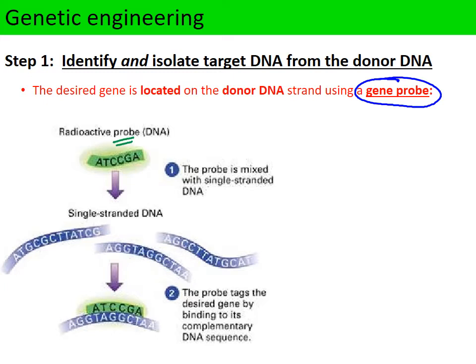So we can actually isolate the human gene and make a double-stranded human gene using this thing called a gene probe.